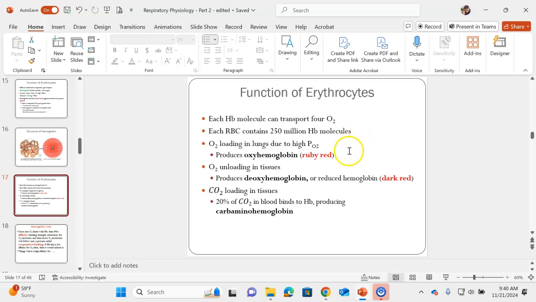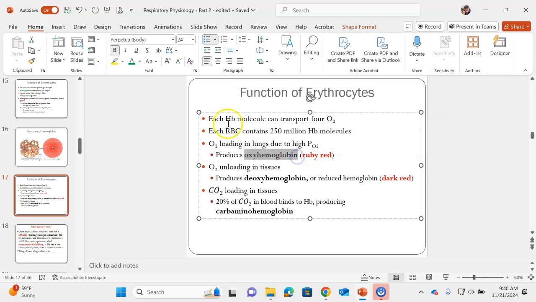Okay. Now, as you know, blood typically has a color. Now, whenever the hemoglobin in the blood is fully saturated, meaning that it's carrying all four, we call it oxyhemoglobin right here, oxyhemoglobin.